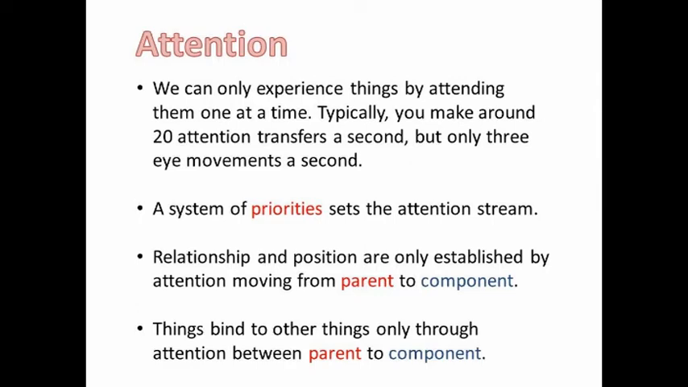Okay, we'll mention it. There is a system of priorities that sets the attention stream. Okay, this is in the computer, not in our mind. Let me see what is the next. Relationships and positions are all established. Attention moves from parent to component, again in the computer, and things bind to other things only through attention between parent and component.